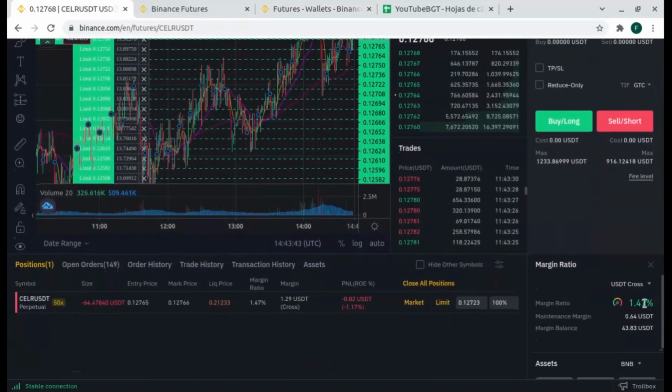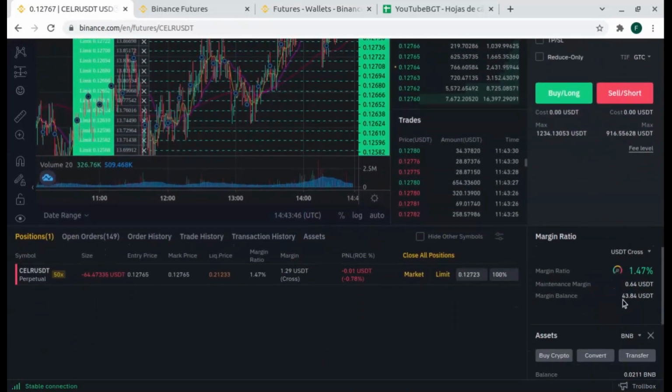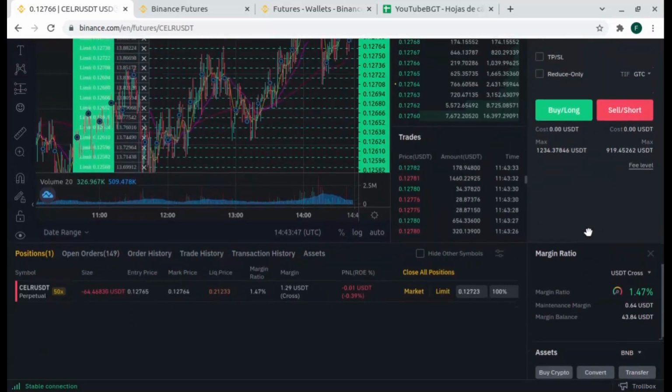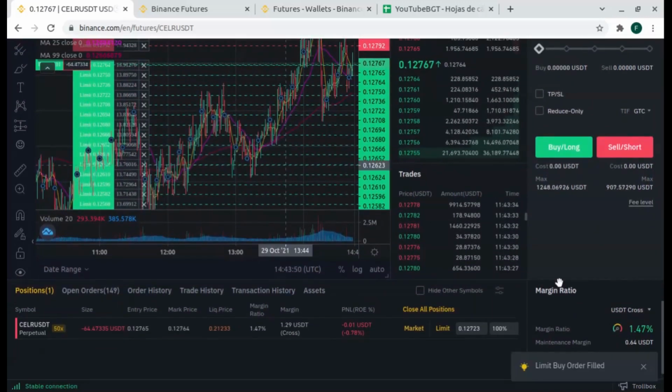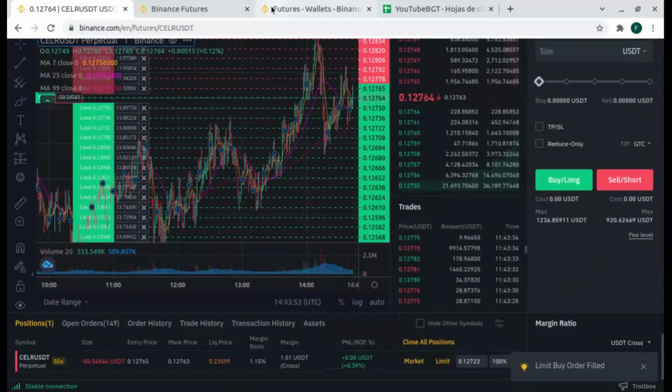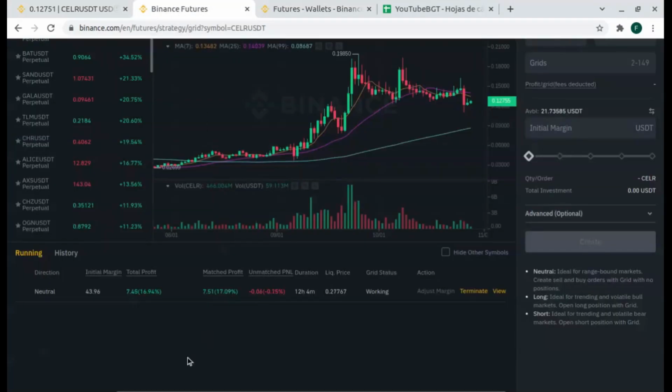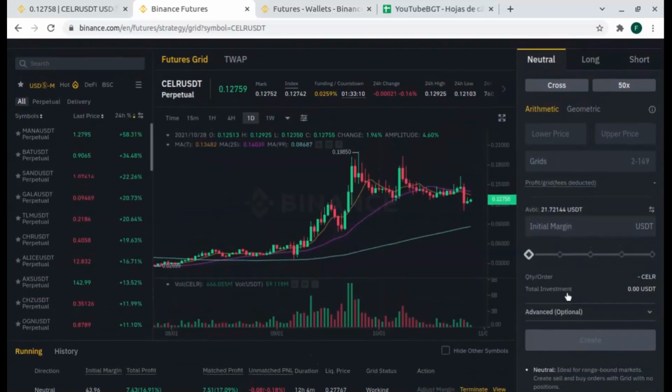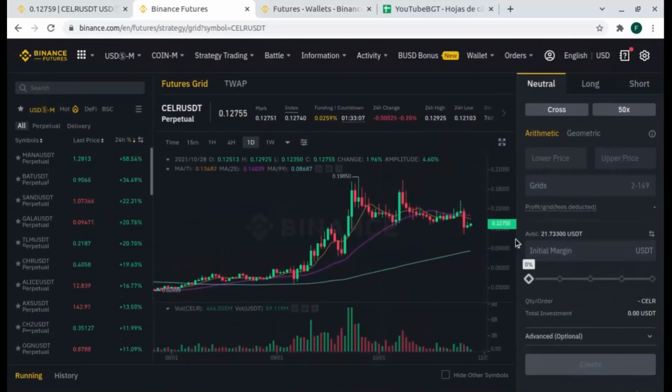Okay, so again, we can see the operation of the grid. The margin ratio went up a little bit. That's because we took some money off the margin balance, but it's still very low. And this is the running set of the grid.